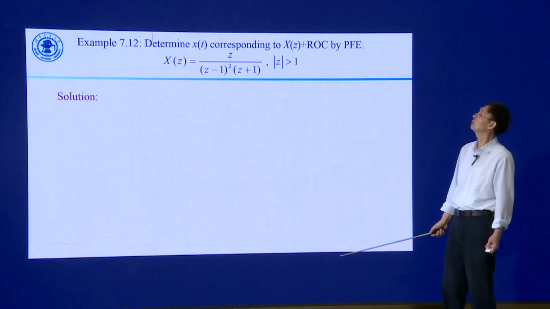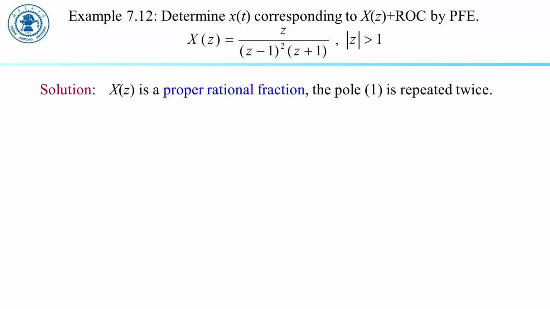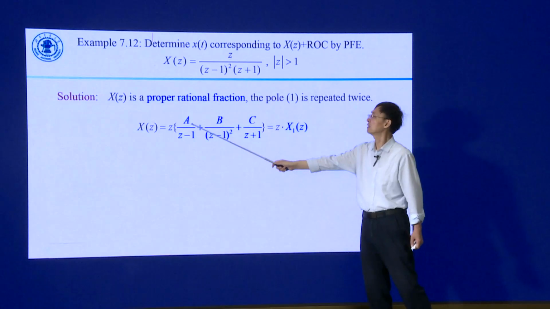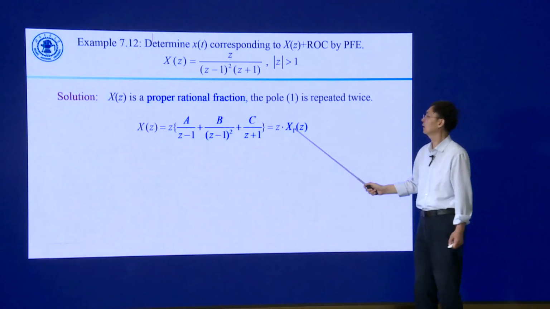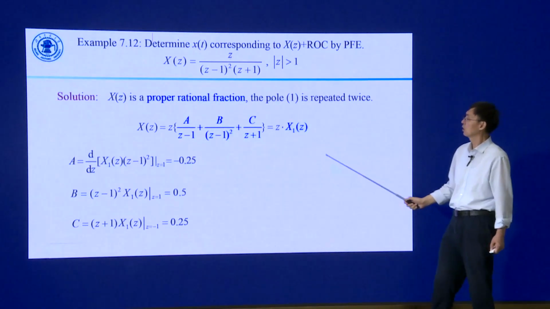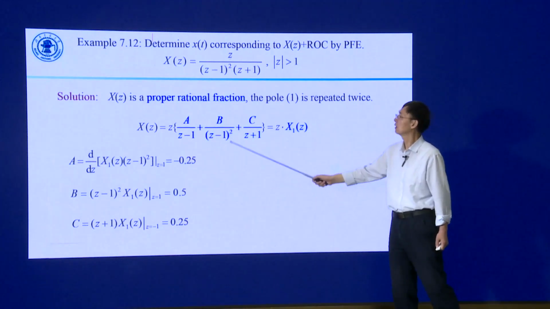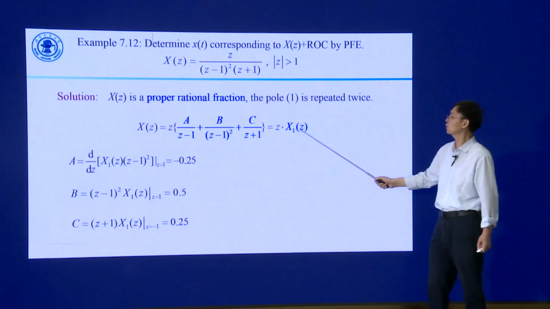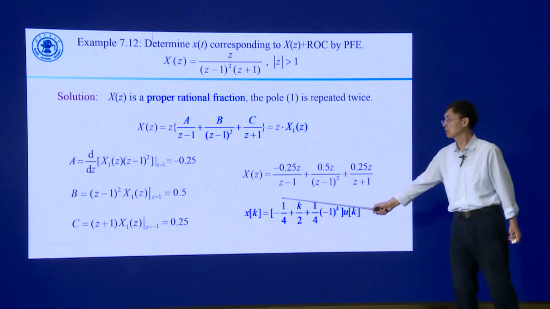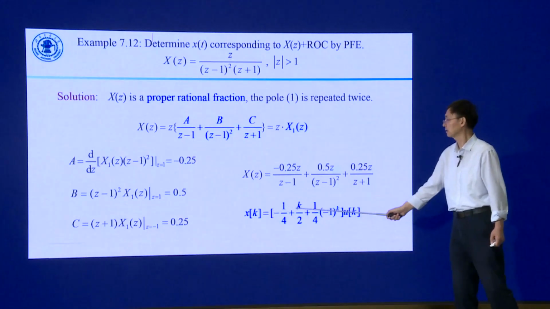Here is another example. X of z is a proper rational fraction, and the pole at 1 is repeated twice. First, factor z out of the numerator polynomial. Here, X1 of z is a proper rational fraction. We can get its coefficients a, b, c for X1 of z. So X of z can be expressed in this equation, and we get its signal x of k.